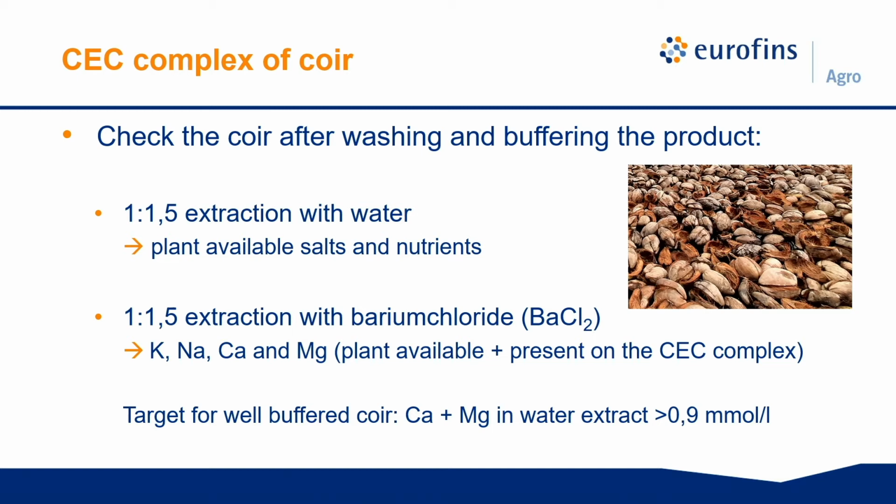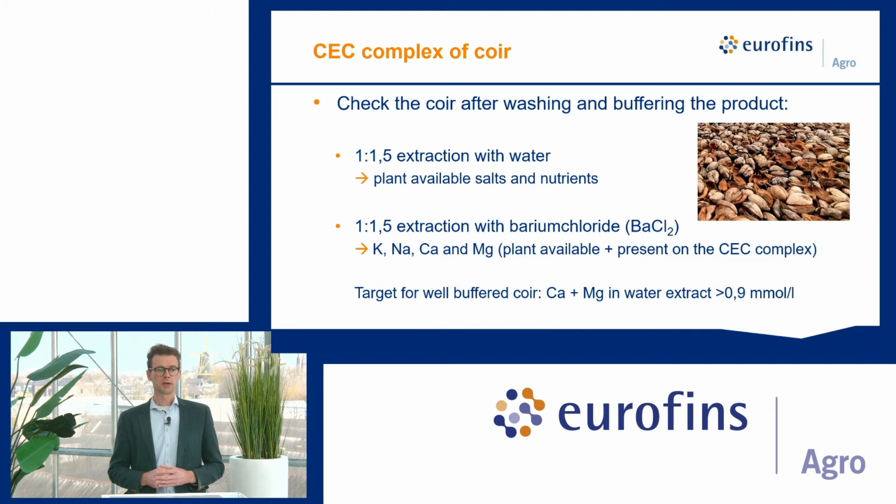chloride. And this one will analyze the potassium, sodium, calcium, and magnesium, the plant available, including the cations present on the CEC complex. And the target for well-buffered coir is that the calcium and magnesium together is higher than 0.9 millimol per liter extract.